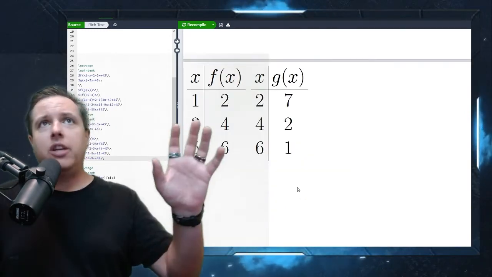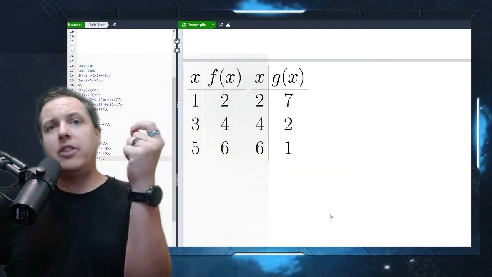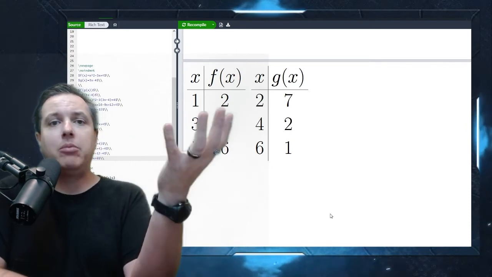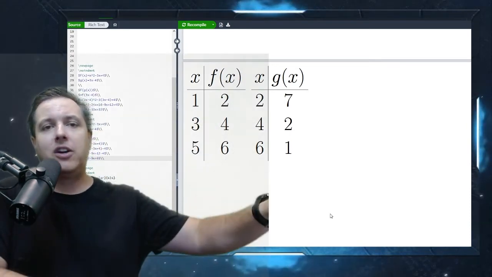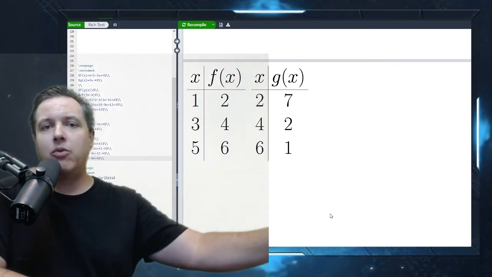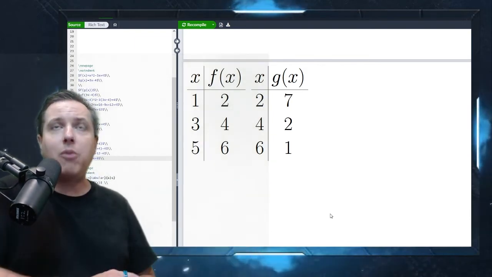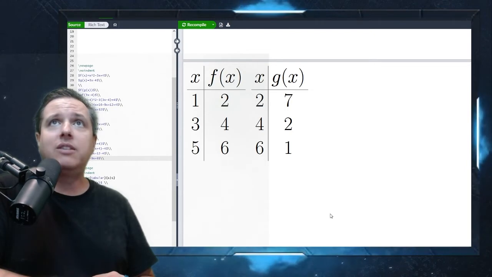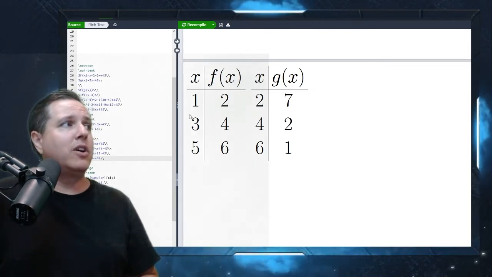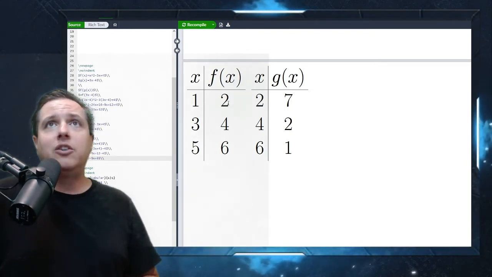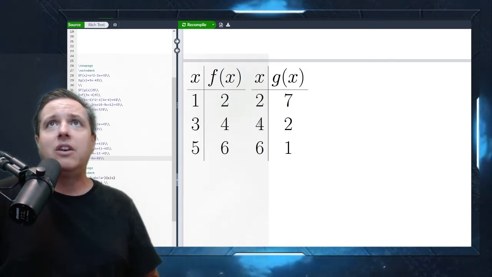All right, so here we have a different setup. Now we're going to think about composition in terms of tables. Here I have two different functions. These are different functions than we were dealing with in the previous problem, so this is a new problem with new functions. Small functions here, just 3 points to each of these functions. But we have our function f that turns 1s into 2s, 3s into 4s, and 5s into 6s. And then we have our function g that turns 2s into 7s, 4s into 2s, and 6s into 1s.